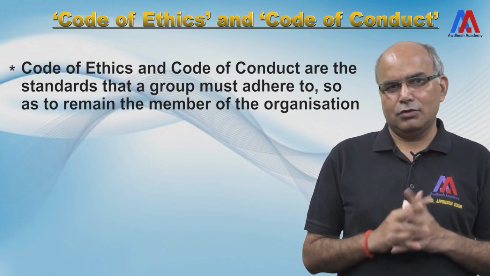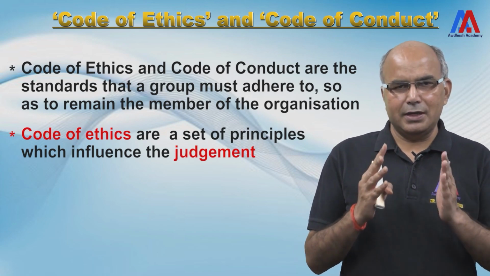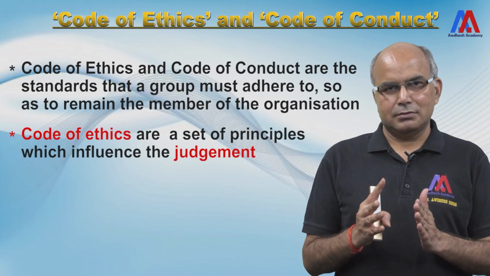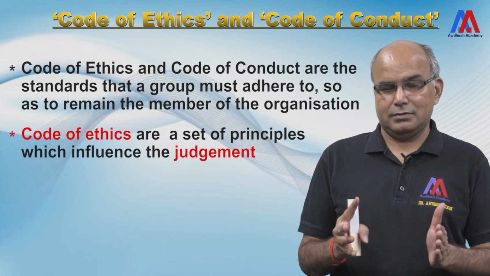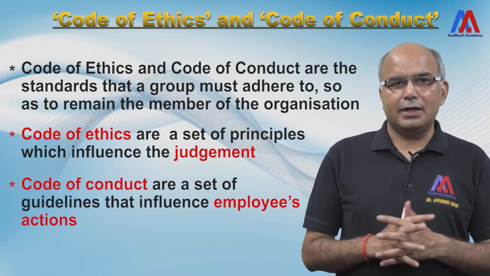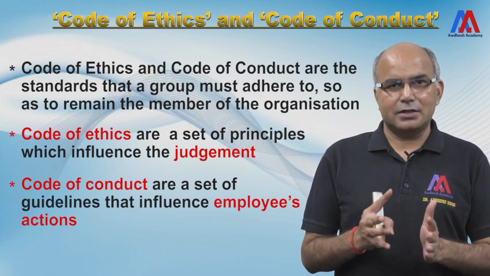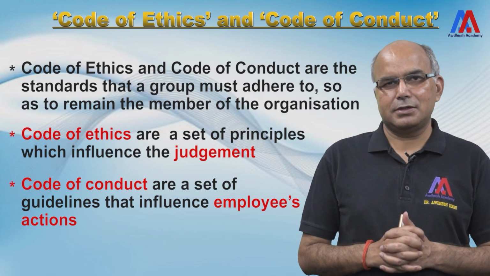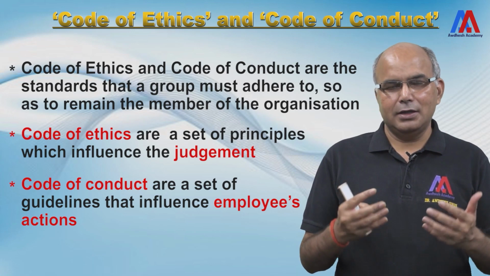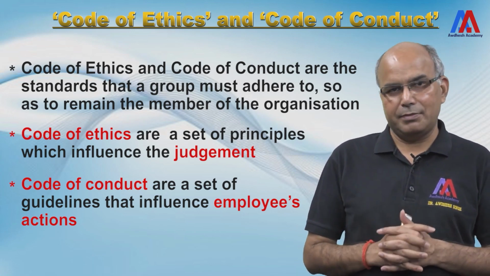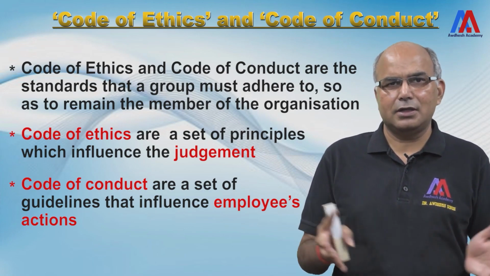What is code of ethics? Code of ethics are the set of principles that influence the judgment. That means when we are making a judgment, in that situation, the code of ethics help us in taking the right decision, right judgment. Code of conduct are basically the set of guidelines that influence employees' action. So action, which is a visible part of the behavior of the person, is the code of conduct. While the idea behind that, why that action is happening, on what basis, on what judgment we have taken the action, that is basically code of ethics.